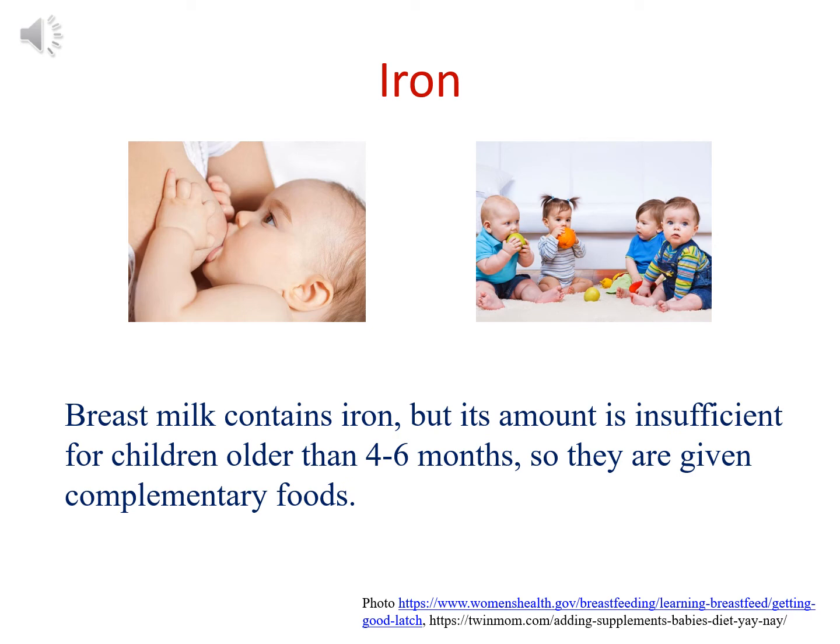Breast milk contains iron, but its amount is insufficient for children older than 4-6 months, so they are given complementary foods, like vegetable and meat puree, egg yolk, and so on.